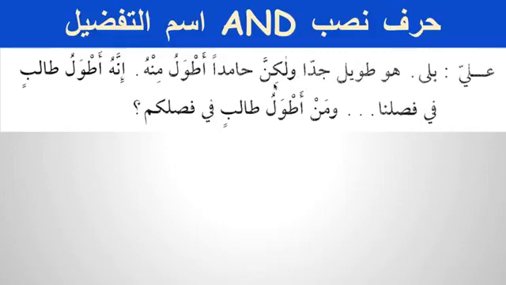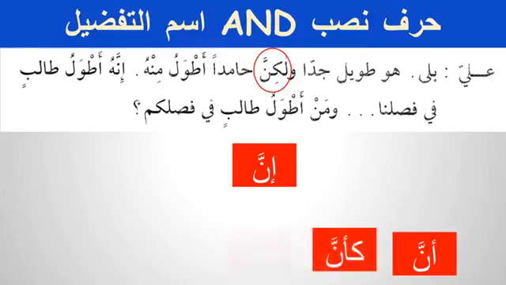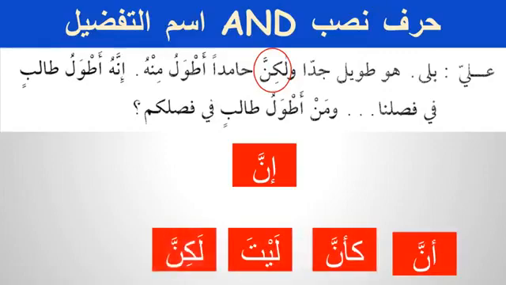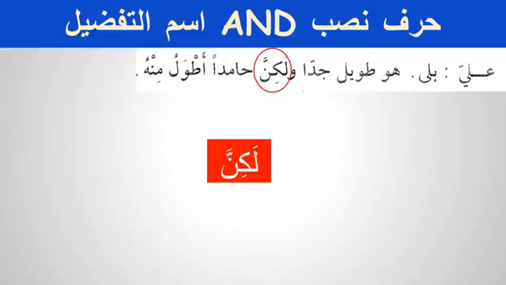Walakinna. So here we're coming to lakinna. So what is lakinna? It is min akhwatu inna. So we know there are 5 sisters of inna. So inna, anna, ka'anna, layta, lakinna, la'alla. So lakinna means, so what does lakinna mean? But. So he's telling Bala, yes, he is very tall, but.